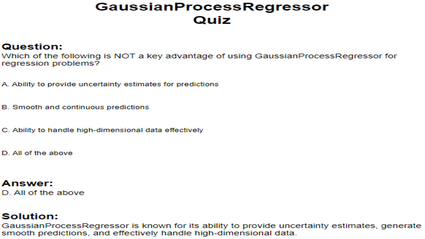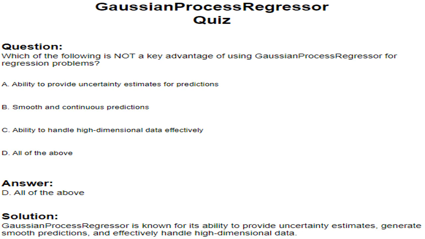Gaussian process regression is known for its ability to provide uncertainty estimates for predictions. This is because it models the function as a distribution, allowing us to quantify the variability in the prediction. Uncertainty estimation. Gaussian process regression produces smooth and continuous predictions. This is achieved through the use of kernel functions that define the smoothness and shape of a predicted function.